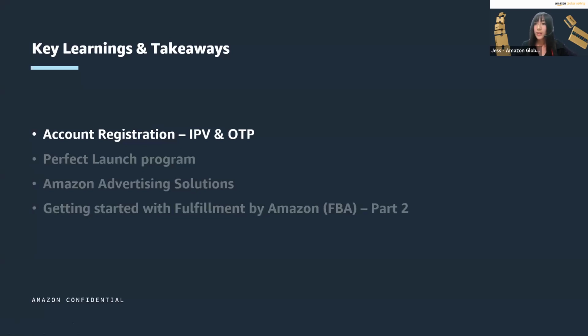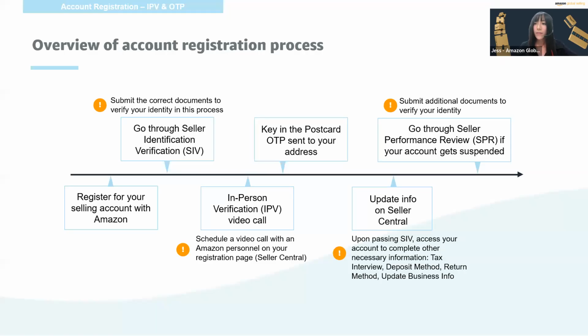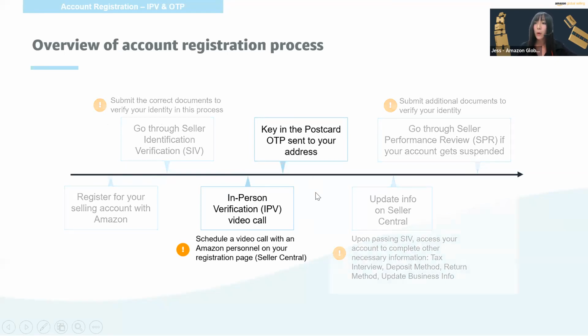Let's get started. I've covered the account registration process in both my part 1 and part 2 series, so I won't be repeating myself. I focused on the SIV process, or seller identification verification process, for part 1 and SPR, or seller performance review, for part 2. But today I'll be focusing on the IPV video call, in-person verification video call, and also the postcard OTP procedure, which is what we call an address verification procedure.